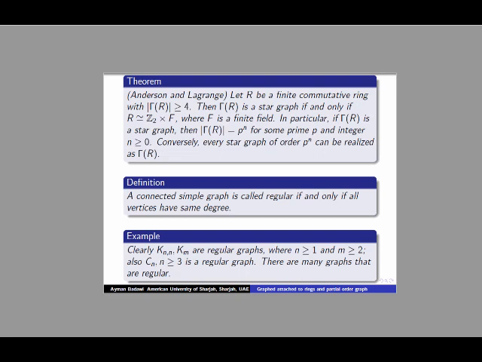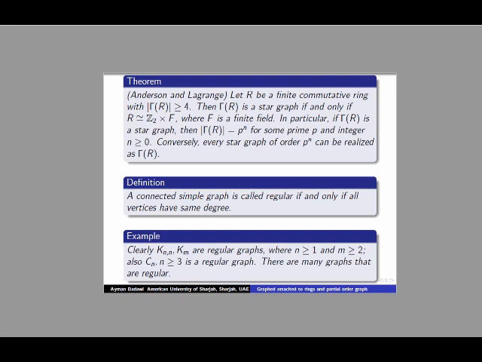What do I mean with regular graph? A connected simple graph, we call it regular if and only if all vertices have the same degree, right? Okay, can you give me examples of regular graphs? Well, a square. Yes, a square.